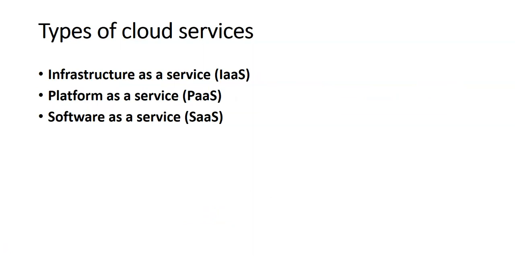So after covering the different cloud deployment models, we have cloud services as well. So we have infrastructure as a service, which is IaaS. We have platform as a service, which is PaaS. We have software as a service, which we pronounce as SaaS.